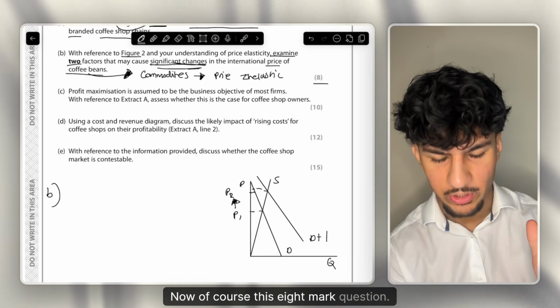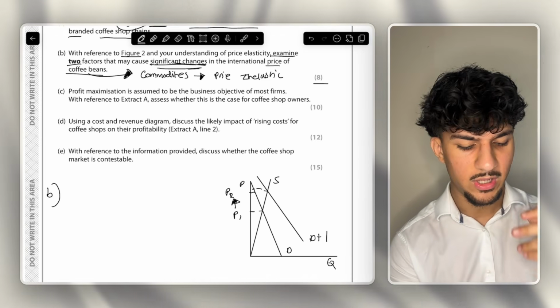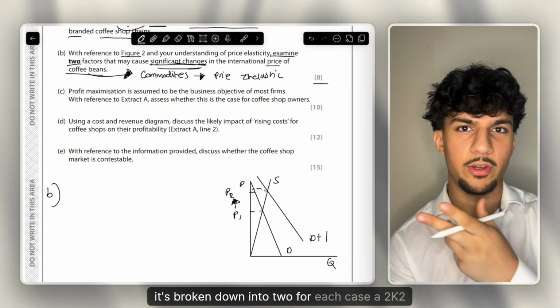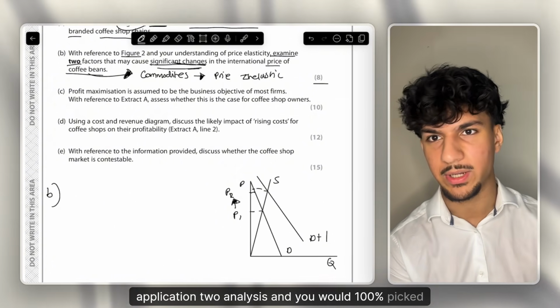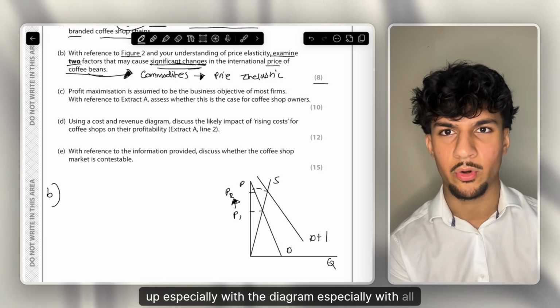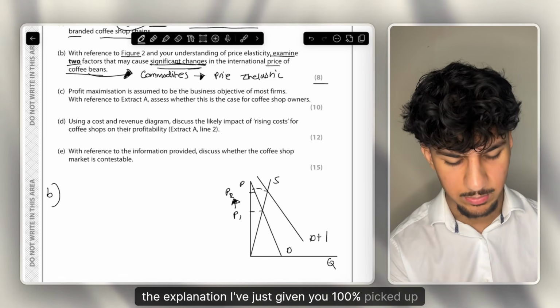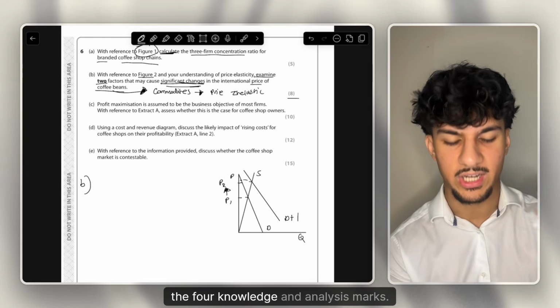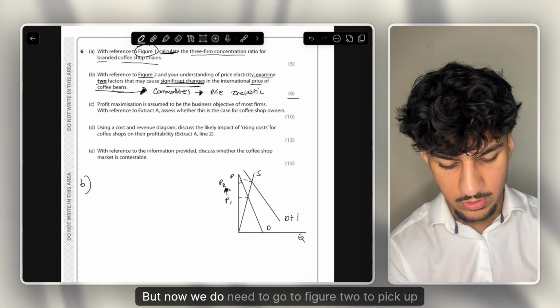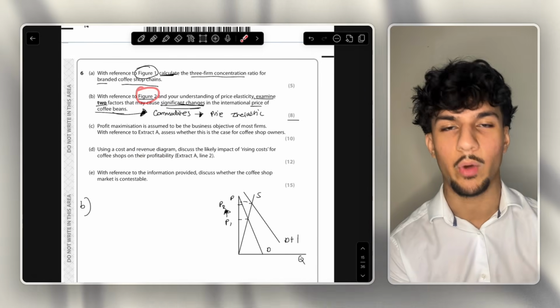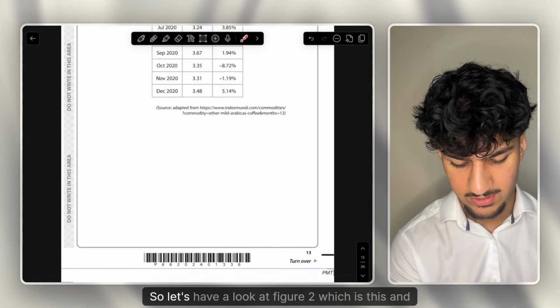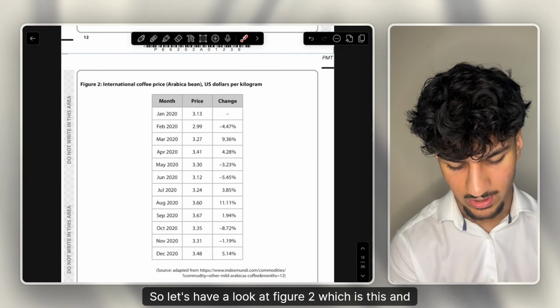Now, of course, this 8-mark question, if you've watched the 8-mark question video, is broken down into two for each of KAA: 2 knowledge, 2 application, 2 analysis. And especially with the diagram and all the explanation I've just given you, you'd 100% have picked up the 4 knowledge and analysis marks. But now we do need to go to Figure 2 to pick up some of those application marks and use them when we're explaining that chain of analysis. So let's have a look at Figure 2, which is this, and how would we use this.